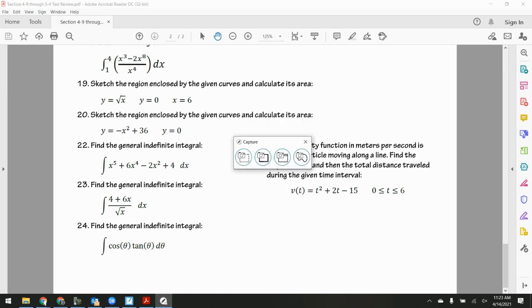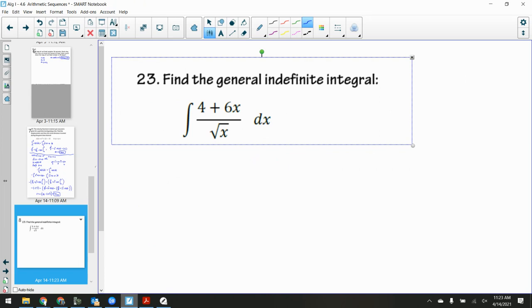Okay, so general indefinite integral is just finding the general antiderivative, right? There are going to be questions that say just find the general antiderivative because that was section 4.9. So there are going to be some questions that look very similar to what we had done in the past as well.